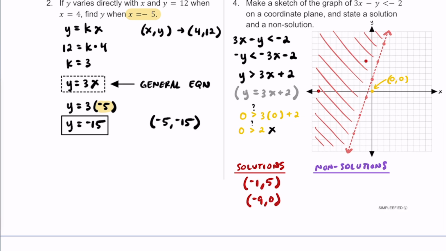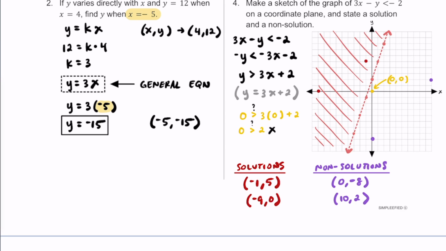All right, now as for some non-solutions, maybe something like down here, this would be 0, comma, -8. That would be a point that's on the other side that's not a solution. Or something like over here where we say 10, comma, 2. This would also be a non-solution. These 2 points would not work because they're not on the side that's shaded.